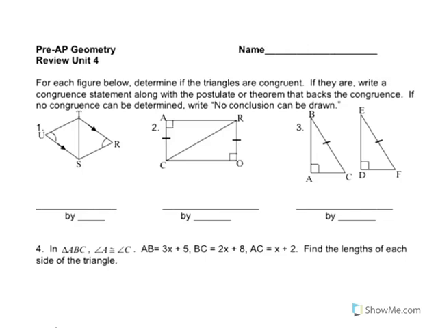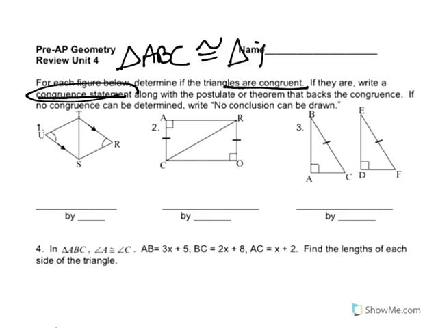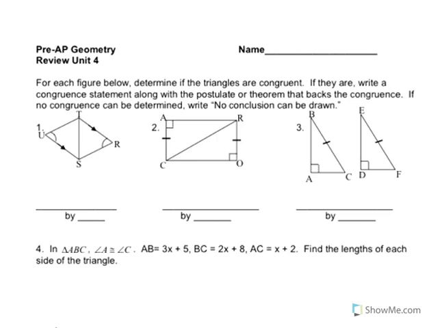Okay, I'm going to try and walk you through the geometry review very quickly. Okay, so on the next one we have to determine if the triangles are congruent. If they are, write a congruent statement. A congruent statement means triangle ABC is congruent to triangle DEF or something like that. You've got to name the triangles for a congruent statement, and then name the postulate that's used.